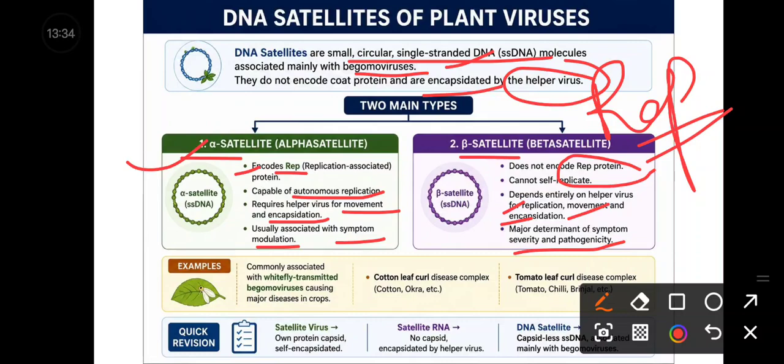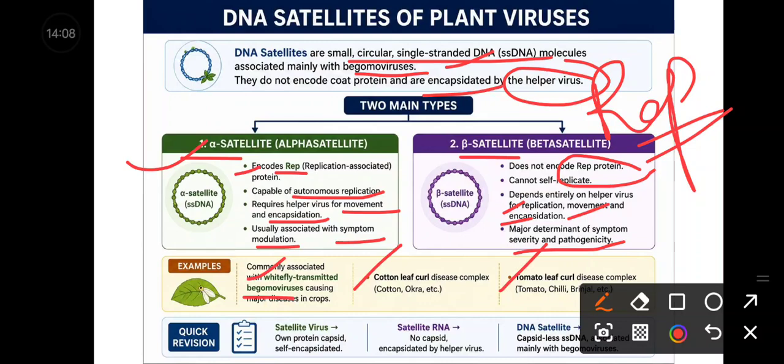Okay, then examples, it is commonly associated with begomovirus. Begomovirus means bean golden mosaic virus. So they are generally transmitted by whitefly. Bemisia tabaci is the major vector. Okay. Examples are tomato leaf curl disease, tomato leaf curl virus, DNA satellites of cotton leaf curl virus, and DNA satellite of tomato leaf curl virus.